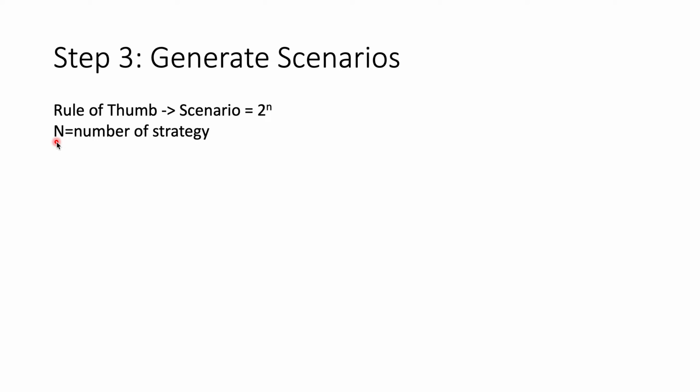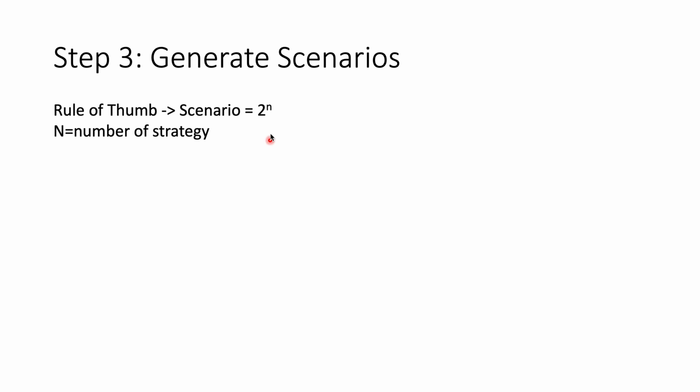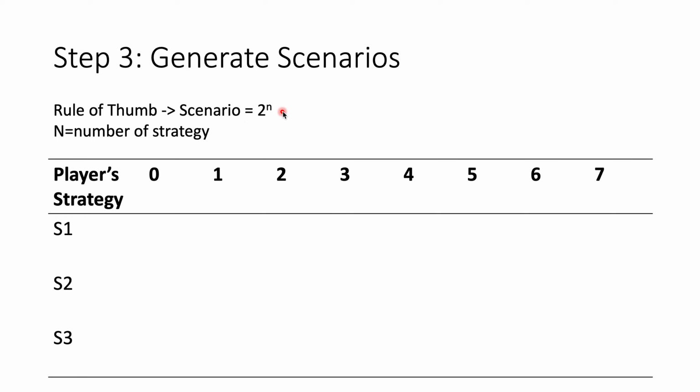The rule of thumb for the number of scenarios is 2 to the power of n, where n is the number of strategies, because in the previous slide we have 3 strategies. So the number of scenarios should be 2 to the power of 3, which equals 8. So we have 8 scenarios here. I start from 0 to 7. I choose to start from 0, but you guys can start from 1 till 8.